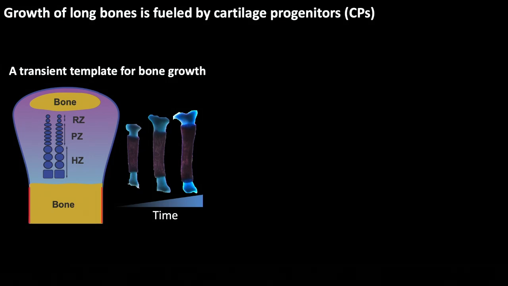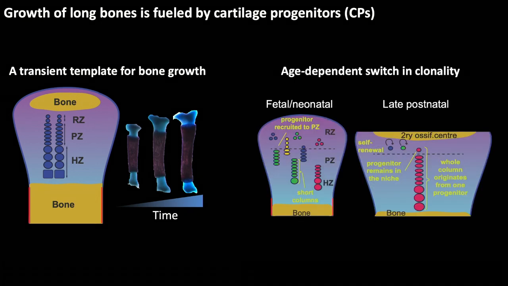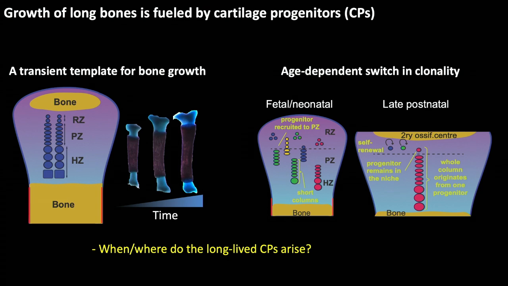So bone here in red will keep growing as long as the cartilage in blue keeps providing that scaffold to be replaced. Funny thing about the cartilage progenitors, or chondroprogenitors, is that during fetal or neonatal stages, there is no self-renewal of those progenitors. Once they become proliferative and start forming columns, they are kind of expelled from the resting zone, and they only form short-lived columns, which are eventually pushed out of the cartilage. It's only later postnatally that they acquire self-renewal capabilities, and they remain in the resting zone while producing very long columns across the whole cartilage, or growth plate, as it is called.